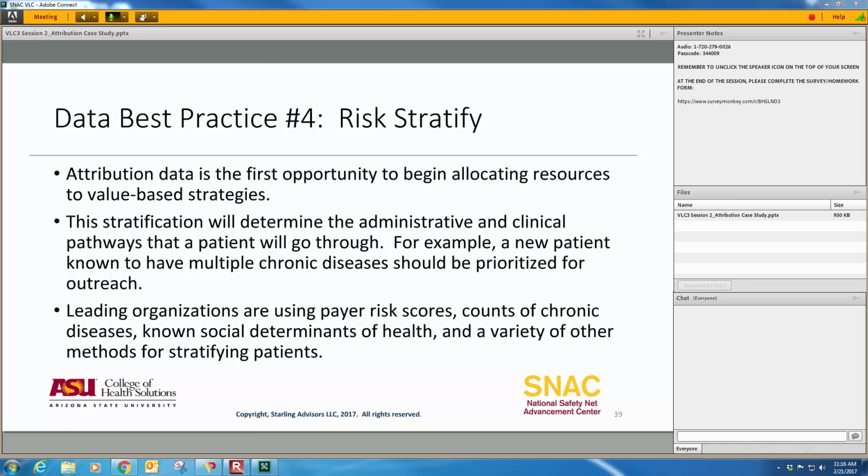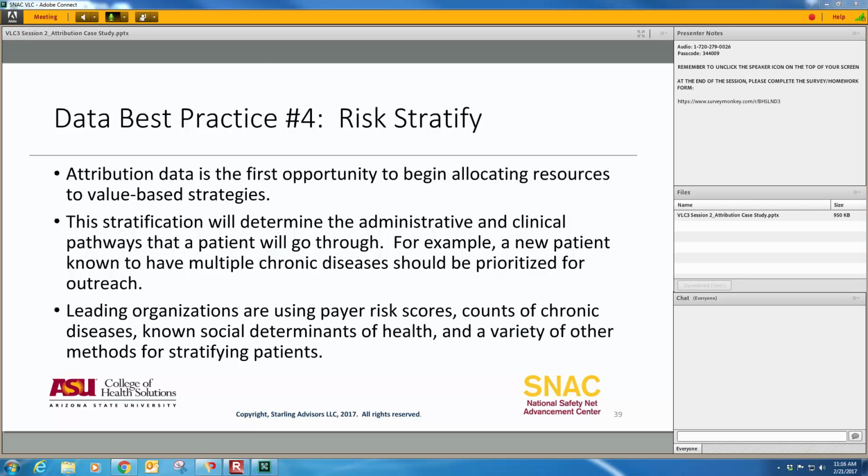Best practice number 4 is risk stratify. Attribution is really the first opportunity to begin allocating resources to your value-based strategies, your quality improvement exercises, your population health exercises, and doing some basic risk stratification is helpful because it immediately gets you started thinking on how to allocate resources differently in pursuit of a healthier population. Stratification will determine the administrative and clinical pathways that a patient will go through.